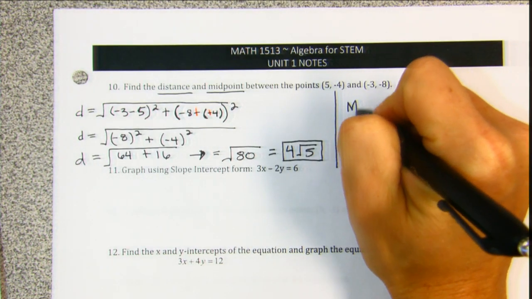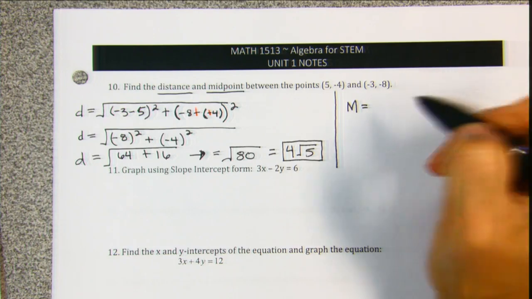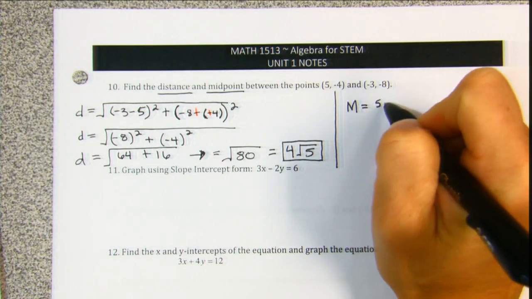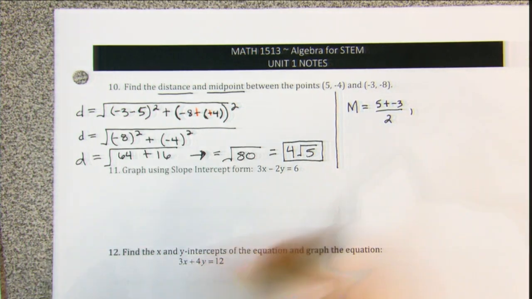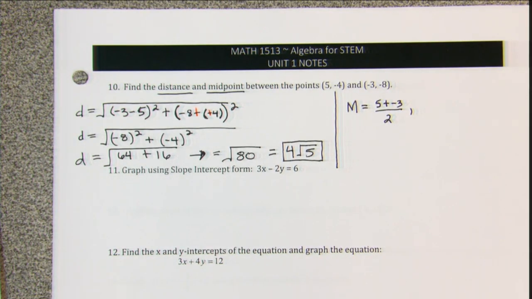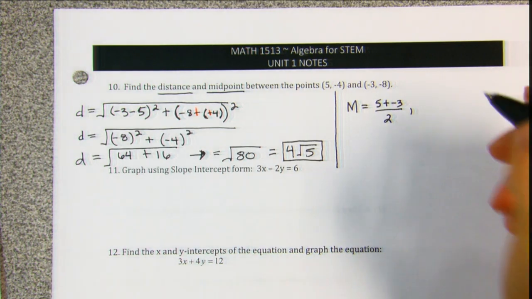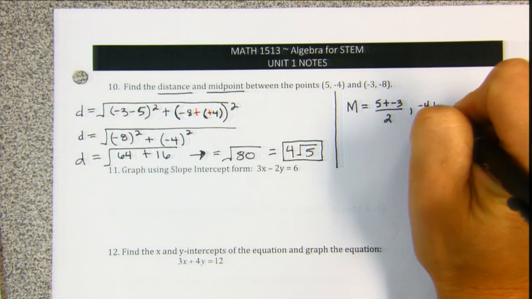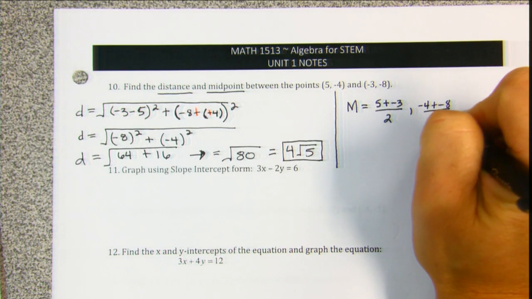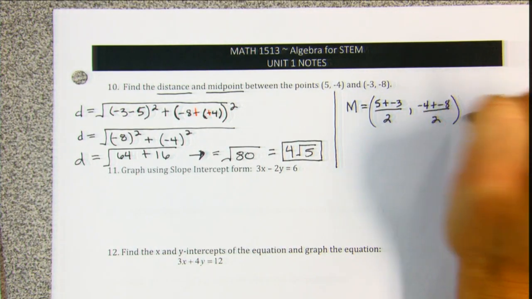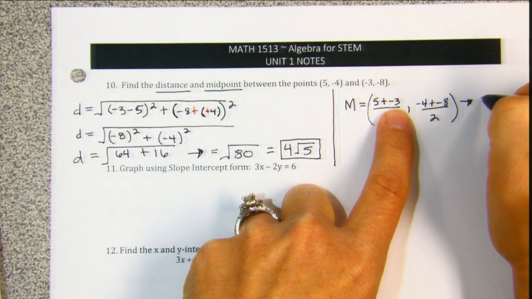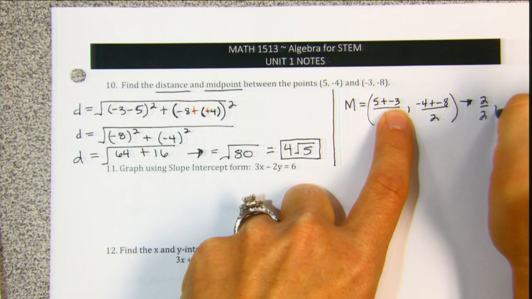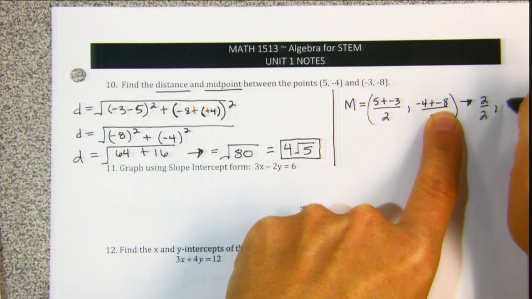My midpoint is a capital M, but remember all you're doing is you're adding your x values together, 5 plus a negative 3, and dividing by 2. It's like you're finding the middle by dividing by 2 between those two spots. And then negative 4 plus a negative 8, and then just divide by 2. So you'll have to do some simplifying. 5 minus 3 is really a positive 2 over 2. Negative 4 and negative 8 is a negative 12 over 2.